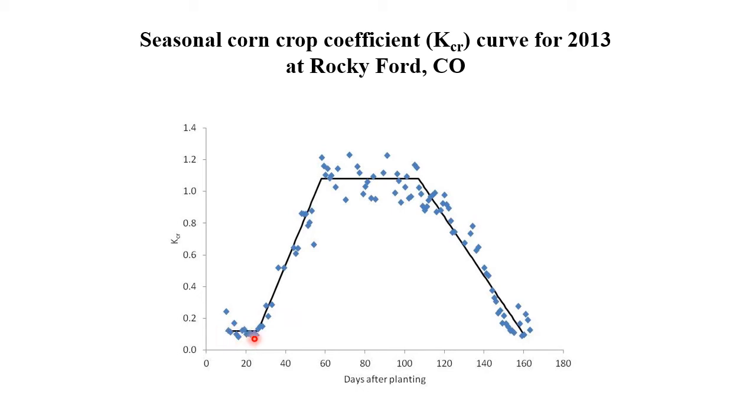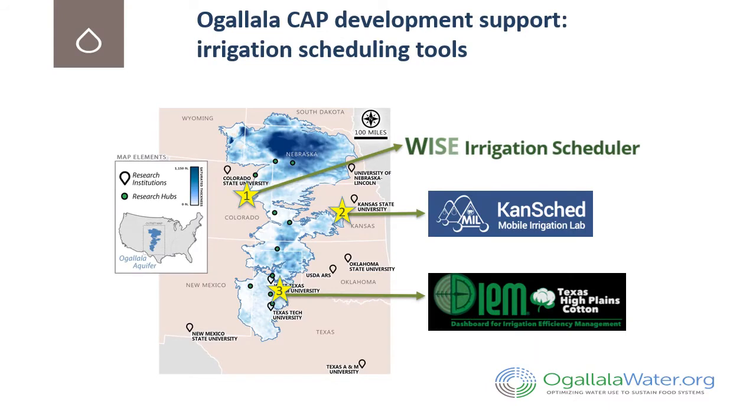And then if we fit a smooth line or a smooth curve through these points, we can get an average crop coefficient that can be used to calculate daily crop ET values. Those crop ET values can be used in the water balance equation, and those can go into irrigation schedulers. Now for the Ogallala water project, we had 3 irrigation scheduling tools that were simultaneously being improved or developed.